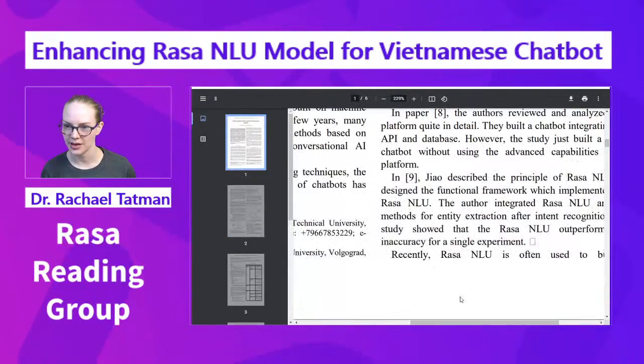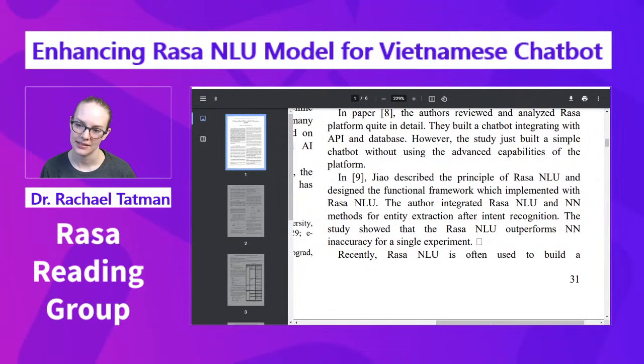In this other paper, Jiao describes the principle of Rasa NLU and designed the functional framework implemented within Rasa NLU. The author integrated Rasa NLU and neural network methods for entity extraction after intent recognition. So the way that we're doing this currently would be with DIET, which is a multitask learning algorithm for both entity extraction and intent recognition. The study showed that Rasa NLU outperforms neural network in accuracy for a single experiment. So they're saying this other work doesn't do a large number of evaluations.